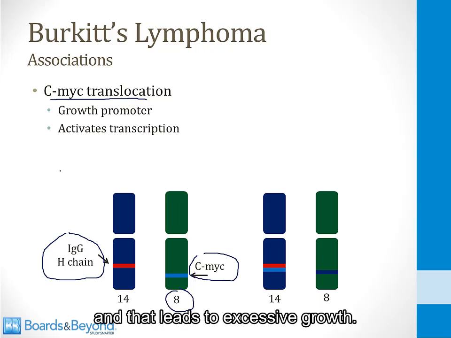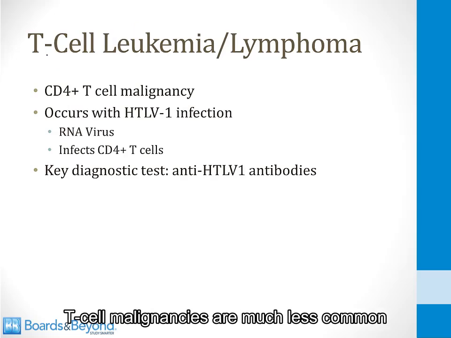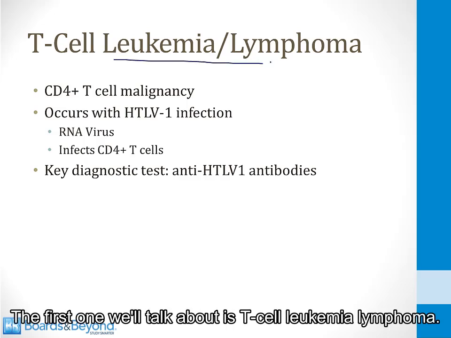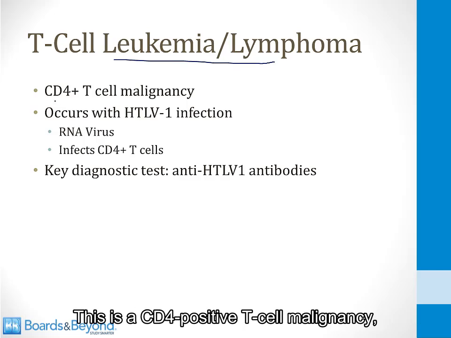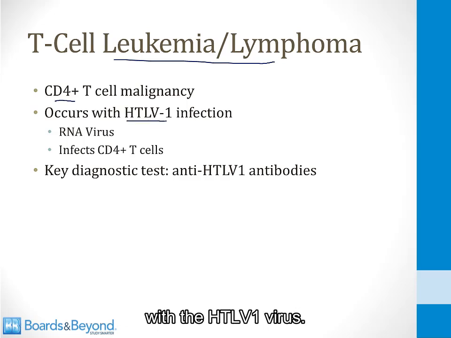I'll finish this module by discussing two T-cell malignancies. T-cell malignancies are much less common than B-cell disorders. The first one we'll talk about is T-cell leukemia lymphoma. This is a CD4 positive T-cell malignancy, and it occurs in the setting of infection with the HTLV1 virus.